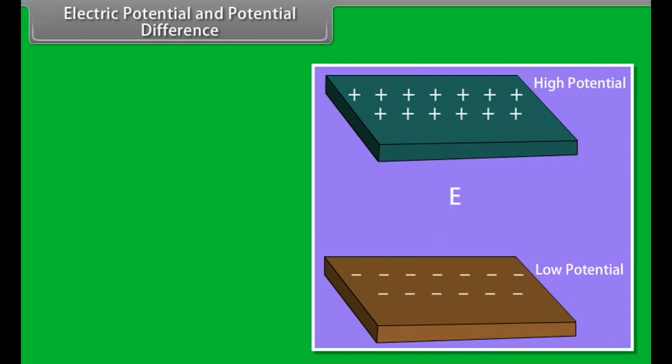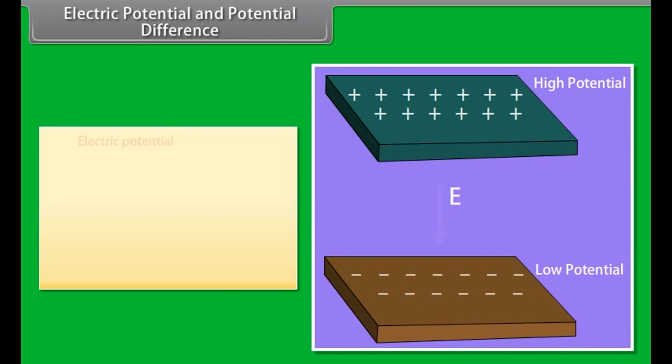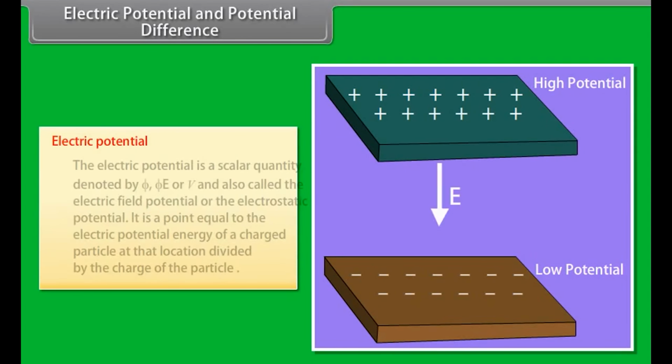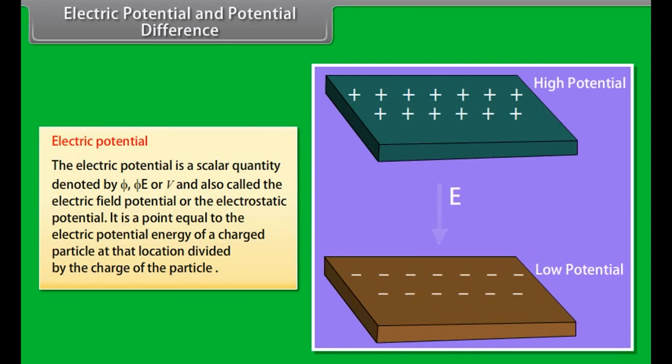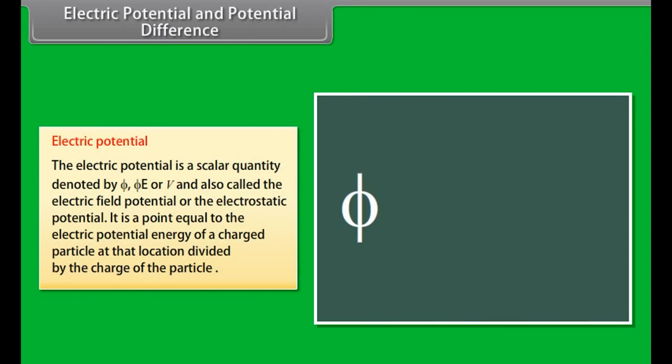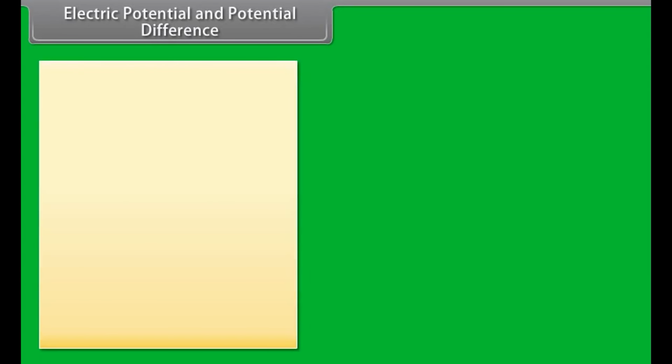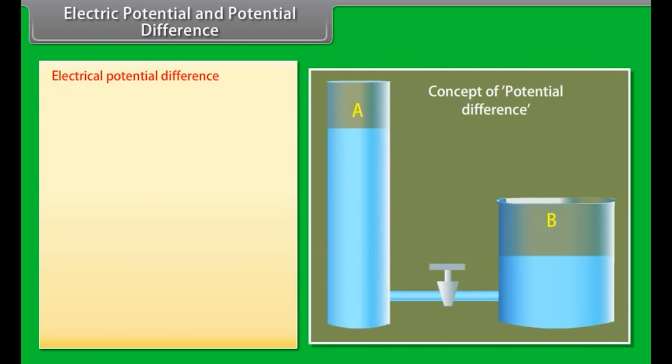Electric potential and potential difference. Let us look at the concepts of electric potential and potential difference. Electric potential. Electric potential is a scalar quantity denoted by E or V. It is at a point equal to the electric potential energy of a charged particle at the location divided by the charge of the particle. Electrical potential difference.